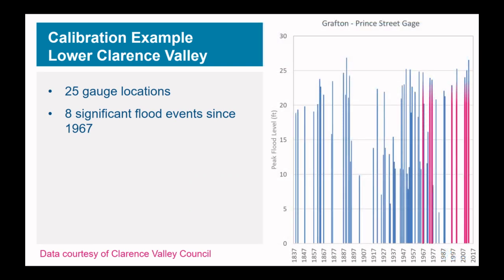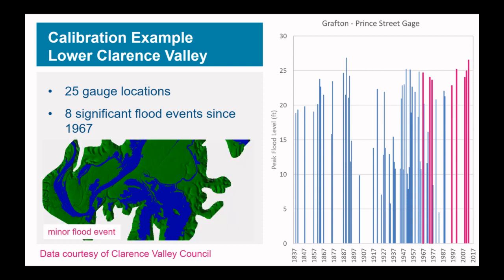It has a long flood history. It goes back over 100 years, but more recently, since the major levee developments in the catchment, there have been 8 significant floods, of which we've calibrated the flood model to. The benefit of calibrating multiple events is that you can create a flood model which works for the full spectrum of floods, from minor flood events through to major flood events.